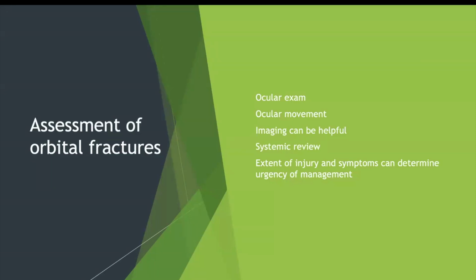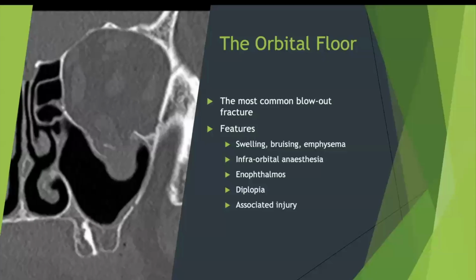So get a systemic review, and make sure that the patient doesn't have any signs of other injuries around the body, any abdominal pain, any problems with their neck movement, any headaches, any other fractures that would need treating. And the extent of the injury and the symptoms really are what determine how urgently these orbital fractures are going to be treated. Depending on where you are, orbital fractures are either treated by the orbital team from an ophthalmology point of view, or by the MaxFax team. That all just depends on how the service is set up. But ultimately, the indications for urgent management and early intervention depend on the extent of the injury and what symptoms the patient has.